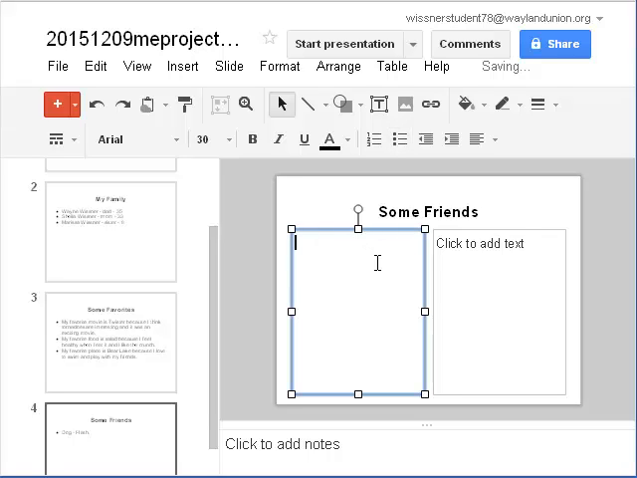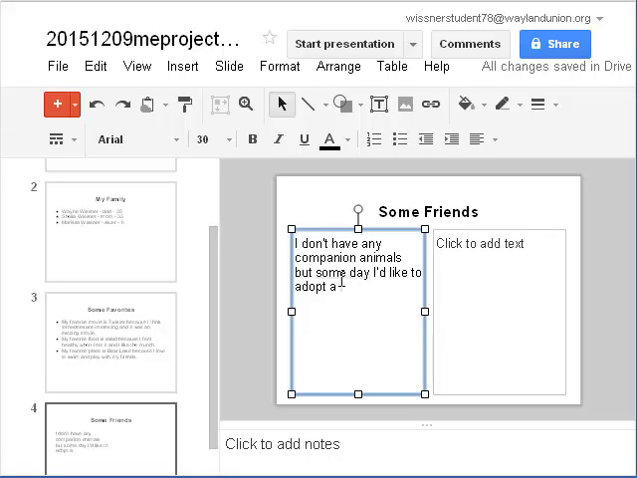Now, if you don't have any companion animals, this is what I'd like you to write. I don't have any companion animals, but someday I'd like to adopt a, and then you can put down whatever you want. Dog, cat, whatever animal you can think of adopting from the local animal shelter.